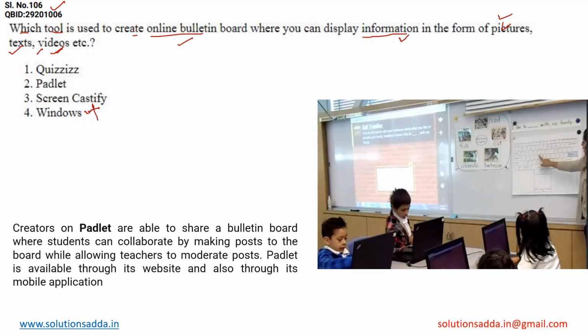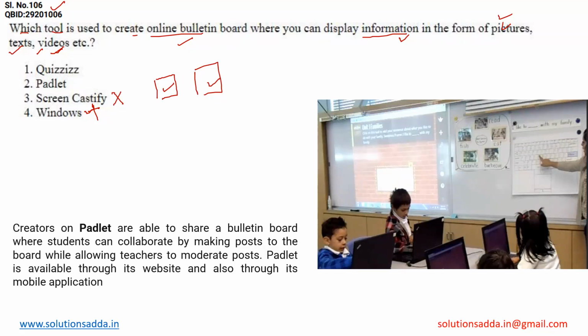The second option we have is Screencastify. Screencastify is a tool in which a person can share his or her screen with another person in online mode. So Screencastify will not be a correct answer for this question, so we can eliminate that as well.